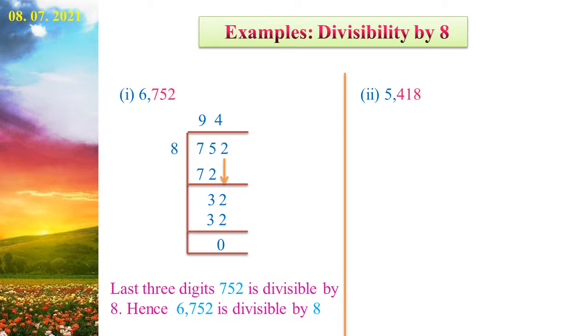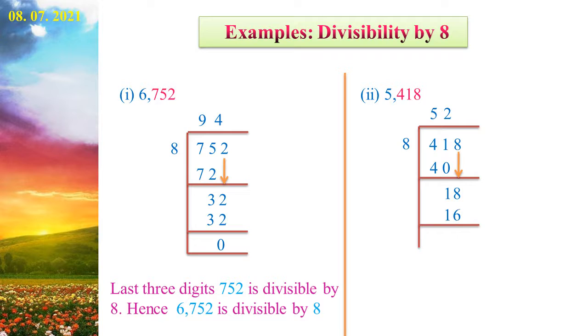Let's see one more example. 5418. Here the last 3 digits are 418. 5 8s are 40. Now subtract 40 from 41. We will get 1 as remainder. Then bring down the next digit 8. Now we have 18. 18 divided by 8. We will get 2 as quotient.